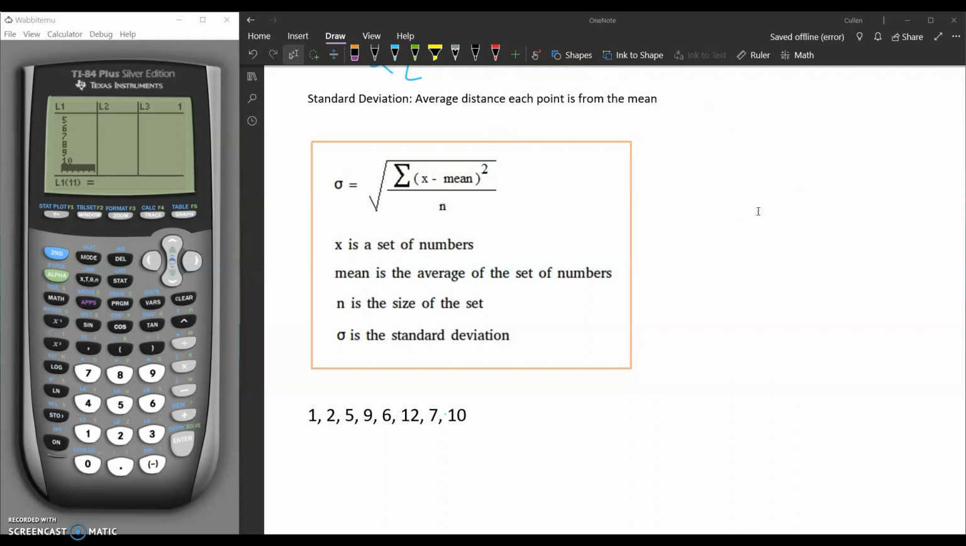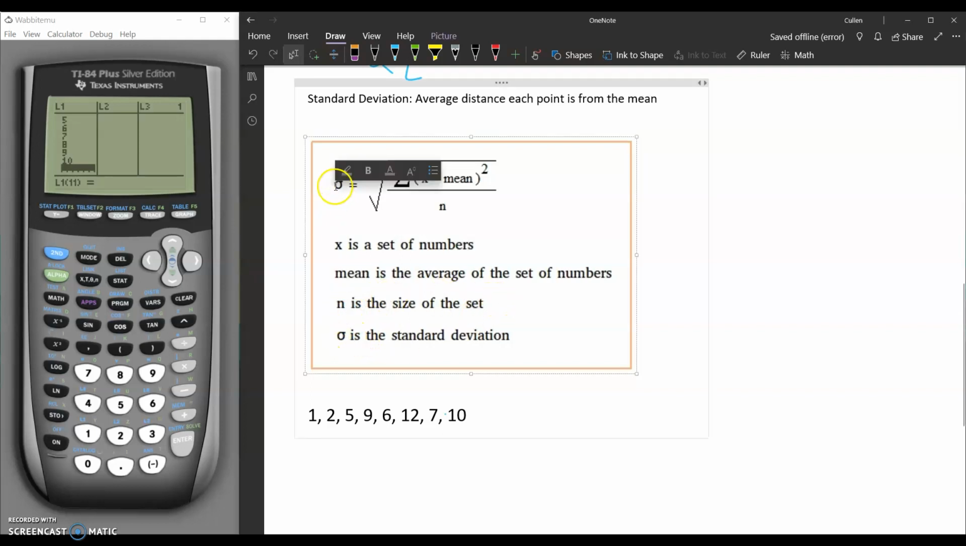I guess it also depends on the size of the numbers. But if your standard deviation is 10, that means the average distance between each point and the mean is 10. So your set of data goes pretty far away from the mean on either end. With that being a strange measure of variation, this is how you calculate it. You square root the sum of x, which is one of the numbers you have, minus the mean that you have, and n is the size of the set.